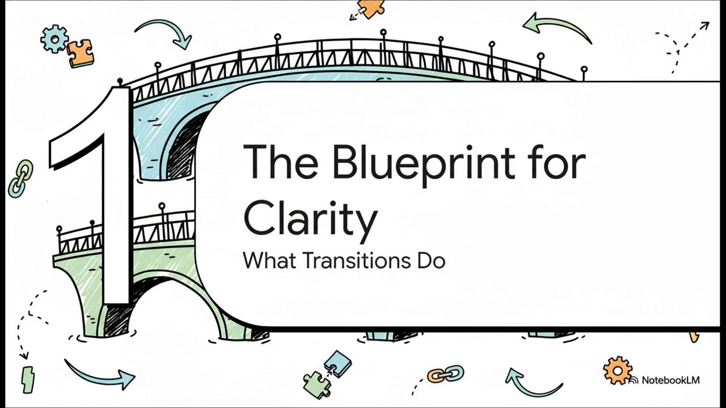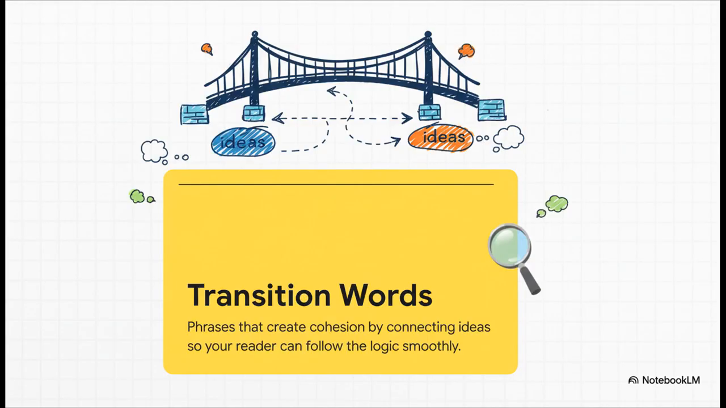I mean, before you can build a solid argument, you got to understand your materials, right? You need to know what they do and why they're so important. So what are these things, really? Well, at their very core, transition words are connectors. Their whole job is to create cohesion. Think of them as logical bridges that you build for your reader, guiding them from one idea to the next so they never get lost.